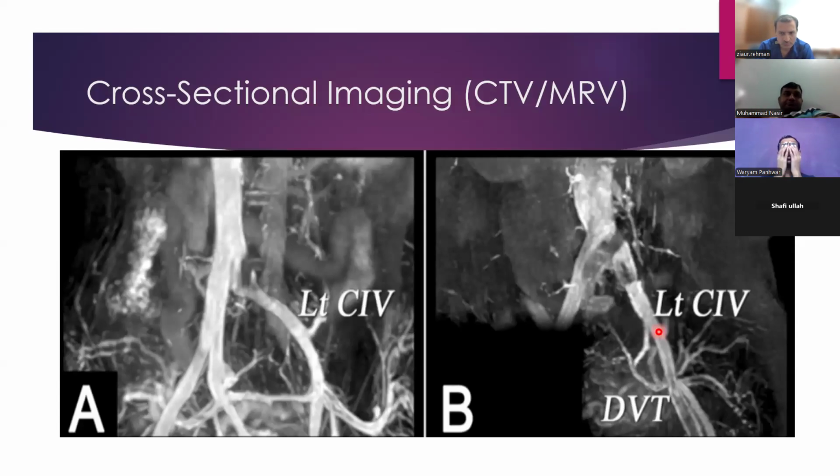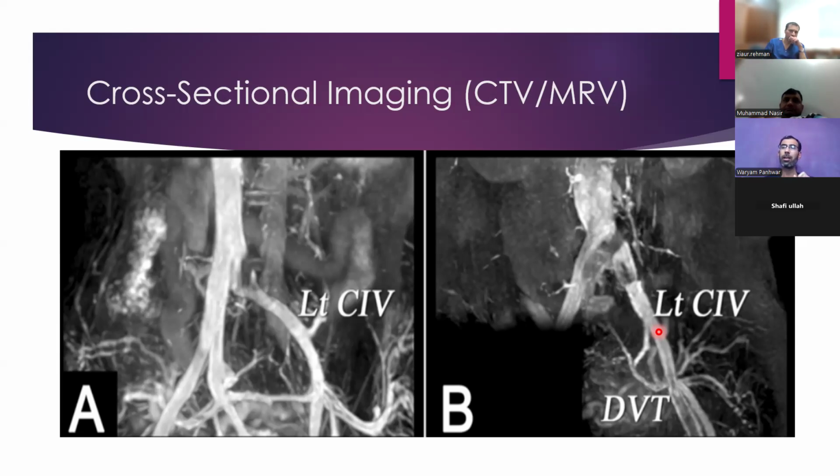If we compare CTV and MRV, MRV is more sensitive in identifying the disease, especially in finding the disease-free landing zones for the stents. So MRV can identify the landing zones better as compared to CTV. CTV usually struggles because, due to post-thrombotic syndrome, the vein lumen is not good.